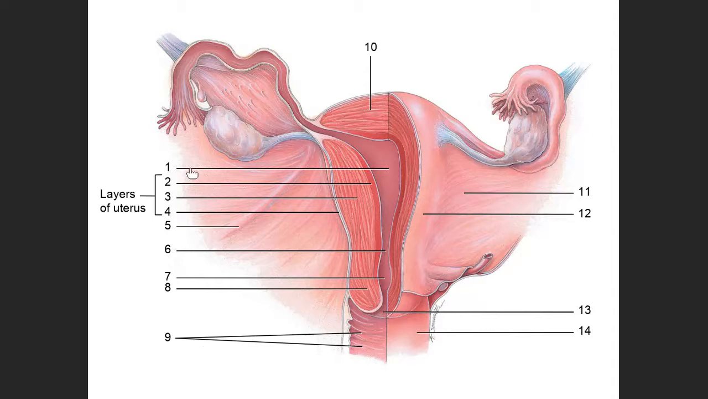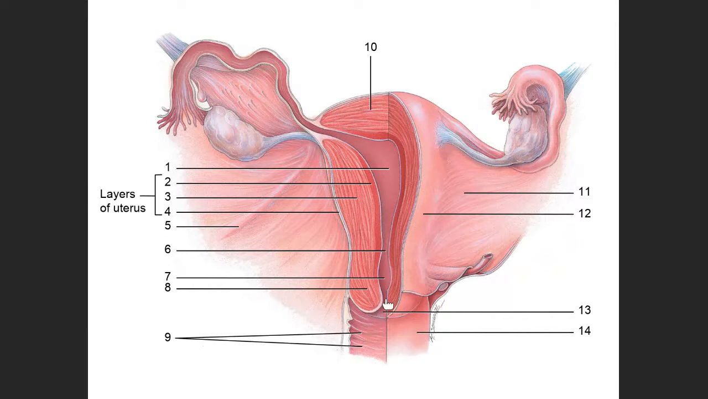Here you have different layers of the wall. Look at here, this is the lumen of the uterus. Here number 10 is the fundus, and this region is called the body, and this part is called the cervix. In the wall of the uterus, you can see endometrium, myometrium, and perimetrium. Number 5 here is the round ligament, and number 11 is the broad ligament, and number 12 is the uterus itself.